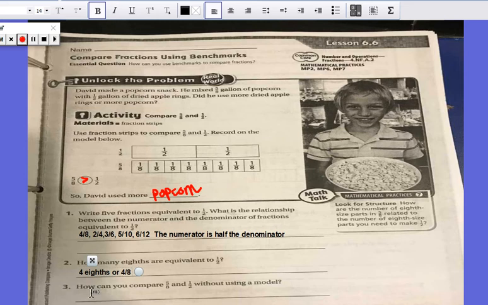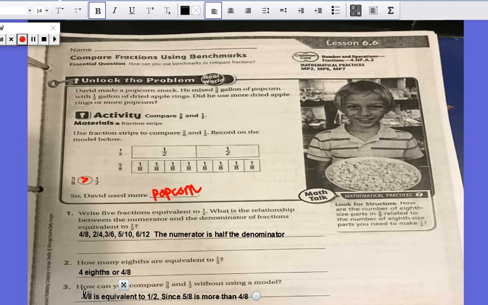Number 3, how can you compare 5/8 and 1/2 without using the model? If you just know that 4/8 is equivalent to 1/2, and since 5/8 is more than 4/8, then you know that it's got to be more than half.